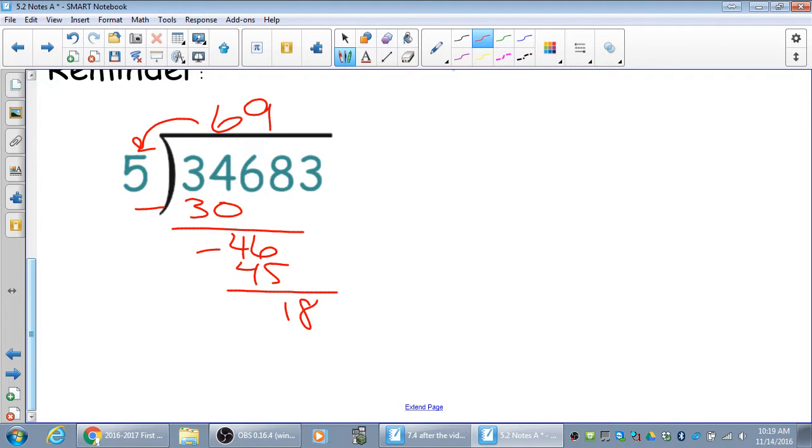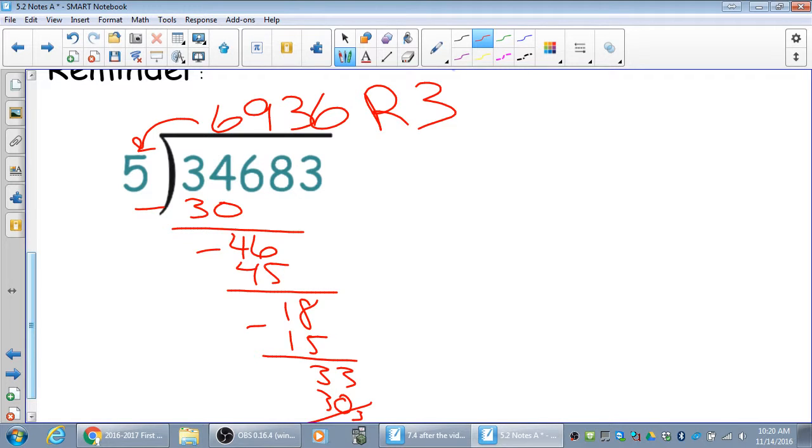So that's 18. 5 goes into 18 3 times. That's 15. And we bring down the other 3. It's always subtraction. And then 6 times 5 is 30. And we have a remainder of 3. So you can do the really old-fashioned way of remainder of 3, or you can say 6,936 and 3/5. There's the mixed number. There's your little review of long division.